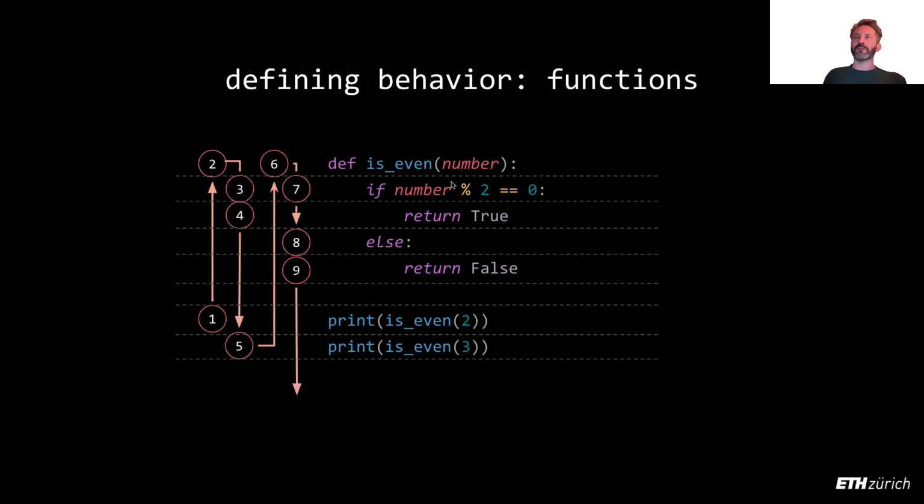We have input being the input arguments for this function, which is a variable called number. In this case, we will assign it to 2 first and then to 3. Then we have the process, which is our algorithm. And we have a return value, either true or false, depending on what happens inside. And this is our output. So we have input, process, output. And now for the execution model, for what happens when we actually run this code.